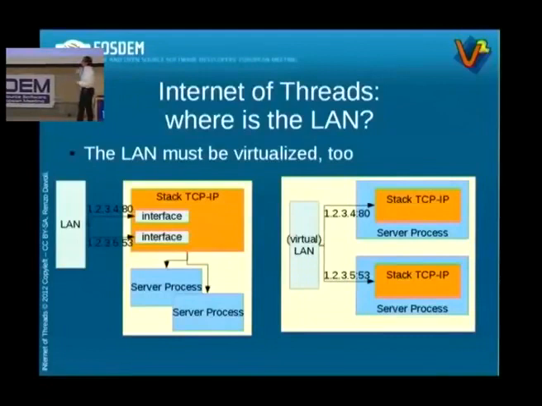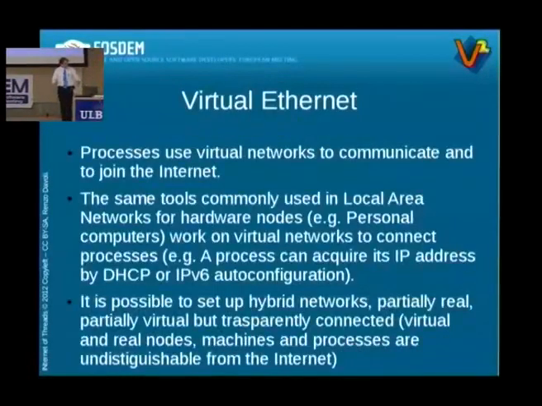So the network enters into the logical part of the machine, so the processes can get connected to the virtual switches. We can use all the standard tools we use on physical networks for processes. For example, we can ask processes to acquire their address by IPv6 auto-configuration or by DHCP, like usual.